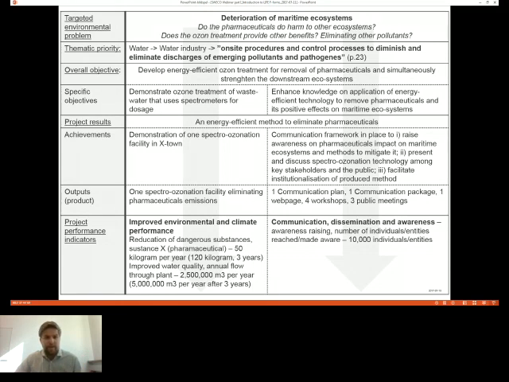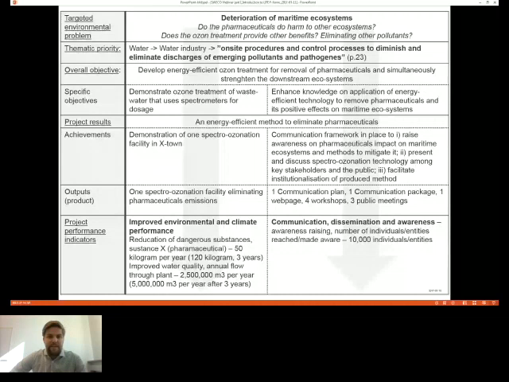So first of all, we want demonstration of one spectro-ozonation facility in X-Town, in our city. And also we have a communication framework that you can describe either much or not so much. And here we have decided to describe it a little bit more. So the communication framework is in place to raise awareness on pharmaceuticals' impact on maritime ecosystems and methods to mitigate it, present and discuss spectro-ozonation technology among key stakeholders and the public, the citizens.